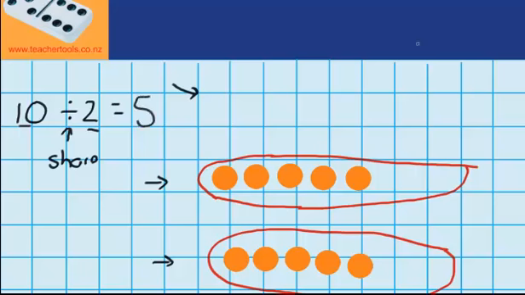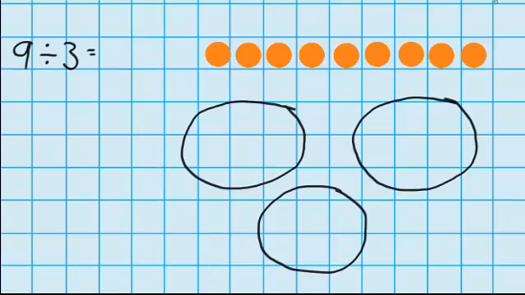Let's try another question. This time I want to work out 9 divided by 3. So that means I've got 9 counters, and you can see those counters here, that I need to share between 3 groups, and you can see my 3 groups over here.